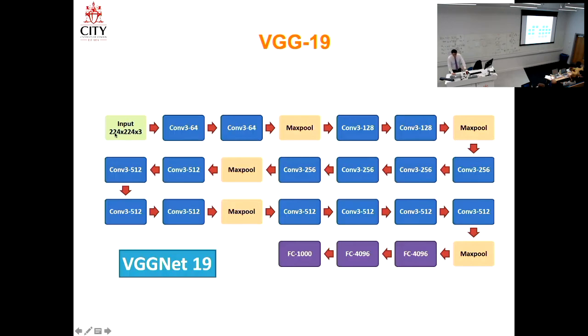So here, the input image is 224 by 224 by 3. The first conv layer is 3 by 3, and you have 64 of them. Then it's 3 by 3 again, with 64 of them. Then you have a max pooling. Then you have conv 128, and so on. They have VGG16, they have VGG19. So this is VGG19, the layers and what they are.